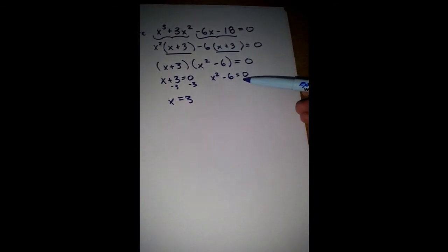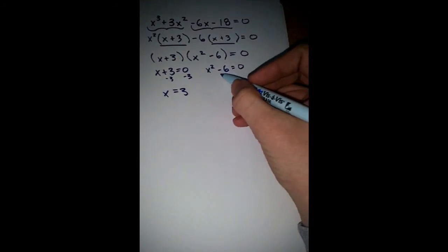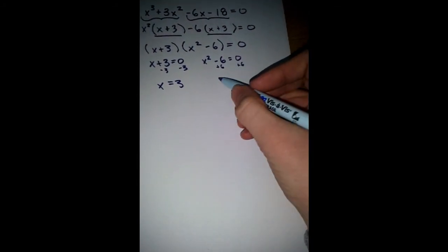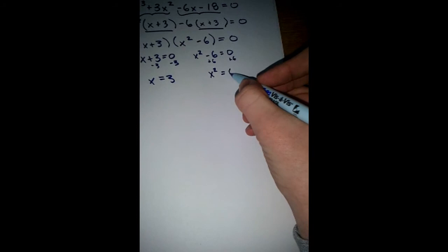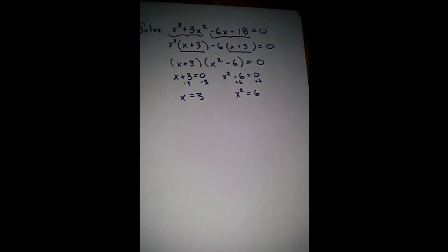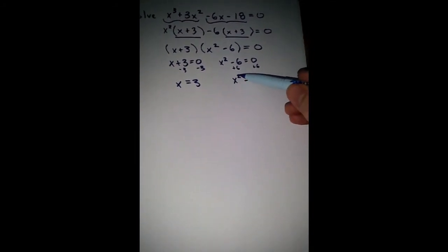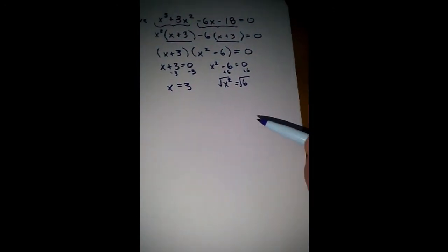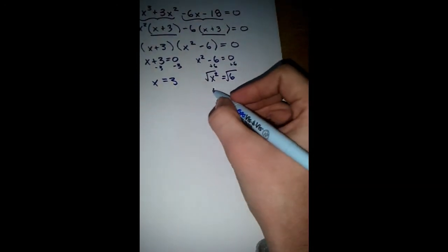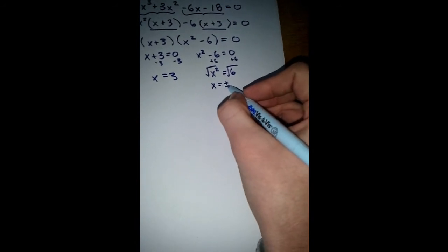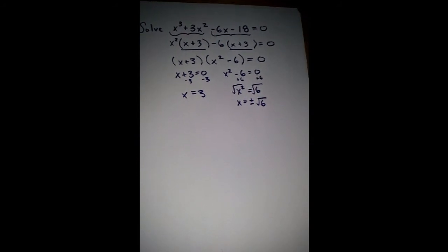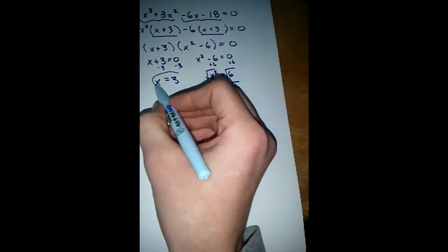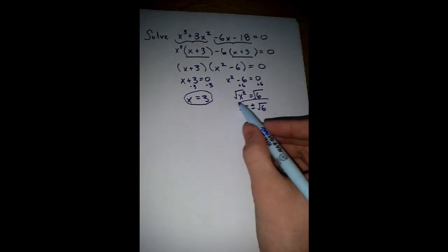On this right hand equation, we're going to add 6 to both sides and we're left with x squared equals positive 6. Solving here, the opposite of squared is going to be square root. We have to remember that when we take the square root of both sides of an equation, we have to write plus or minus. Our three solutions for this polynomial are positive 3 and positive and negative square root 6.